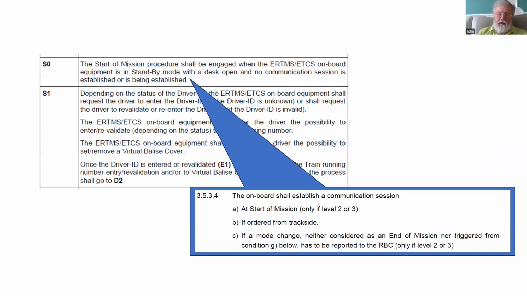So if it is a mode change that has to be reported to the RBC, then coming out of shunting, the start of mission process will not start until that connection has been established, the mode has been reported, and something has closed the connection, presumably a command from the trackside.